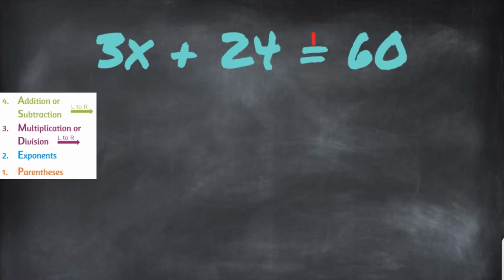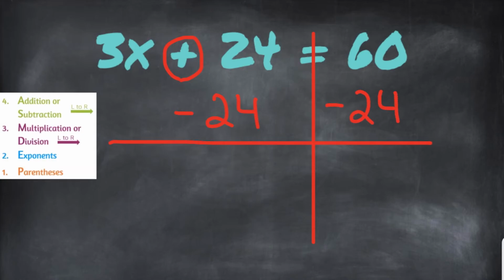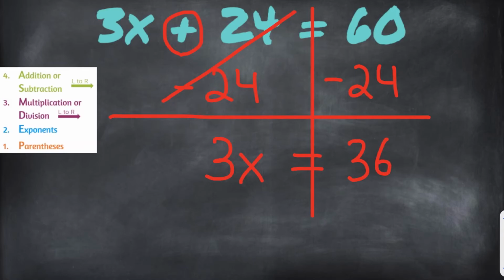I still like to start by drawing a line down my equal sign to make sure that I keep the two sides of the equation balanced. I look at my order of operations, and first we want to get rid of addition or subtraction. I see in this problem we have addition, so the inverse would be subtraction. So I'm going to subtract 24 from both sides. This positive 24 and a negative 24 cancel each other out because that would be 0. So I'm left with just 3x on this side is equal to 36. And this is step 1.